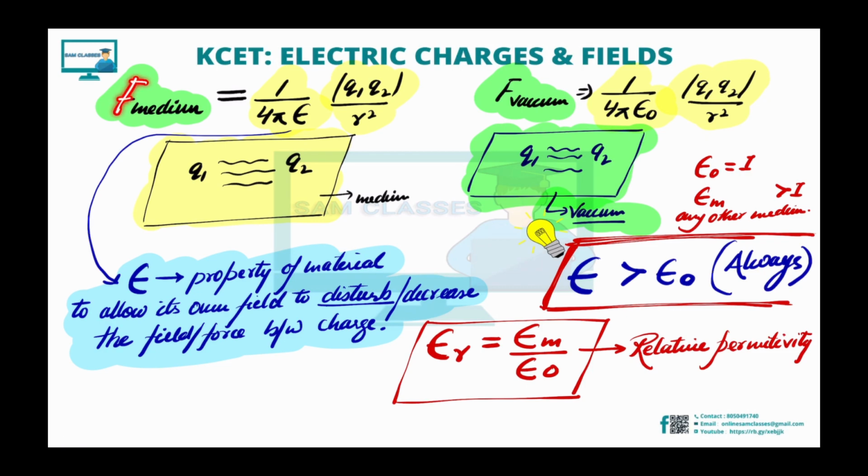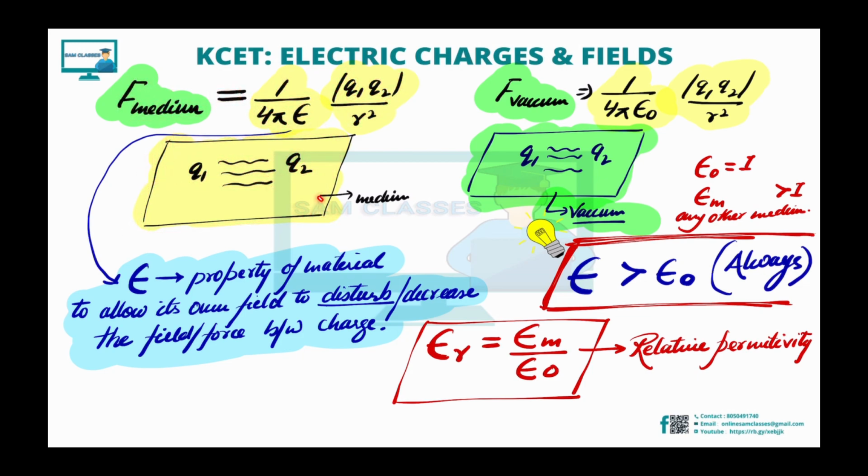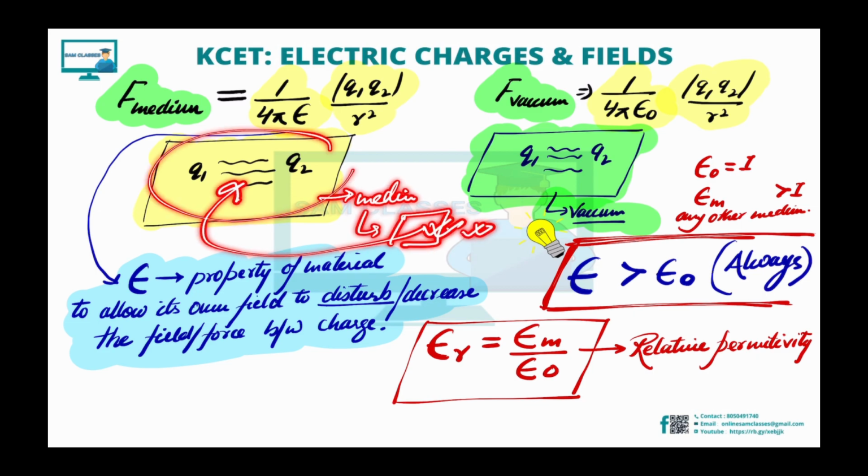Let's say you have a medium. So the force in a medium is 1 by 4 pi epsilon, for the medium, q1 q2 by r square. Now what is happening in a medium is there are two charges, let's say q1 and q2, having a very great bond, very great interaction. And the medium created its own field to disturb them. Since the field created by the medium was strong, these two charges got disturbed, and the force in the medium got reduced.